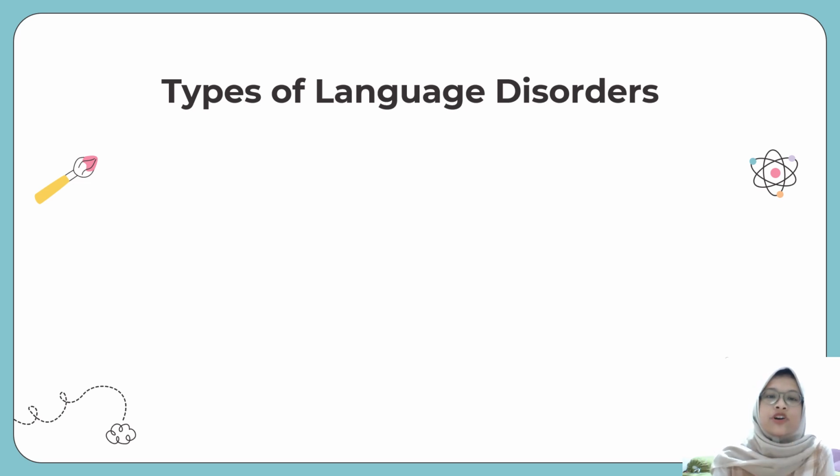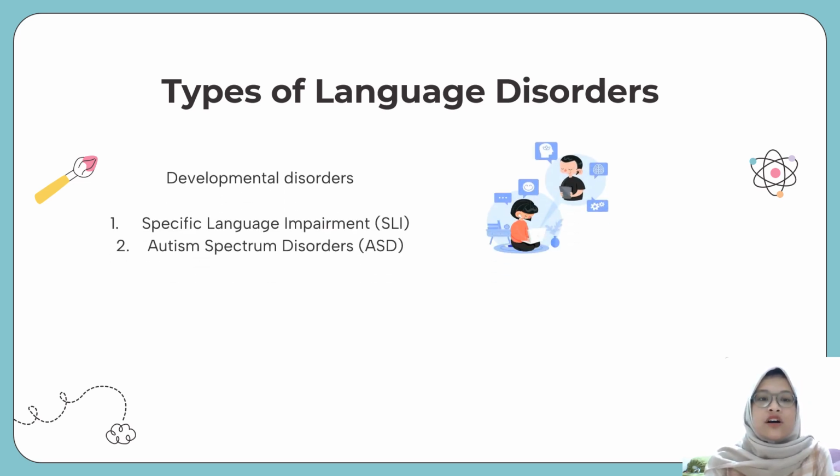And there are two types of language disorder. The first one is developmental disorder. Happens when children are learning language. The first one we know as specific language impairment, or SLI. This is the trouble with grammar and vocabulary, and autism spectrum disorders, problems with social skills and communication.